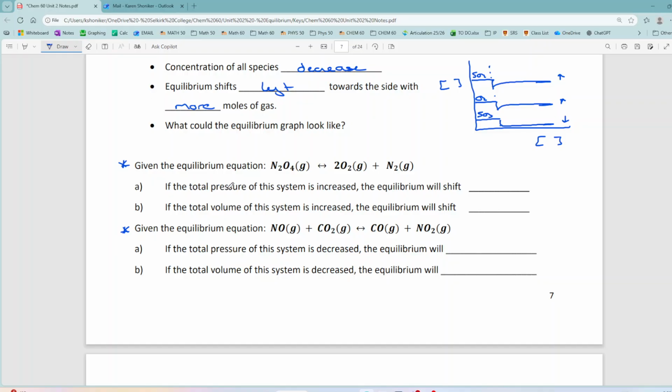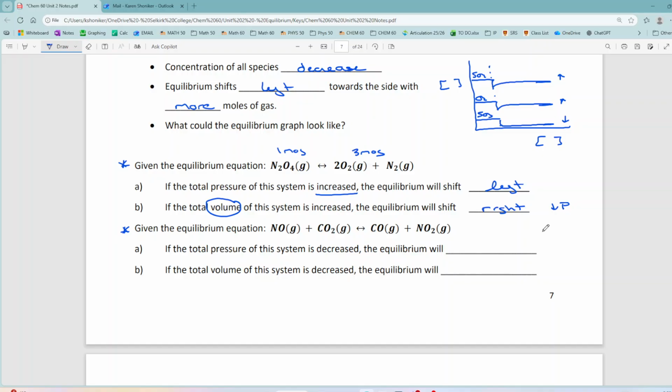So if the total pressure of the system is increased, you've got 1 mole of gas on the left, you have 3 moles of gas on the right. If you increase pressure, you want to decrease the number of moles of gas. So you are going to shift left. If the total volume is increased, that's going to cause a decrease in pressure, which means that you are going to shift right to increase the moles of gas and increase the pressure of your system.